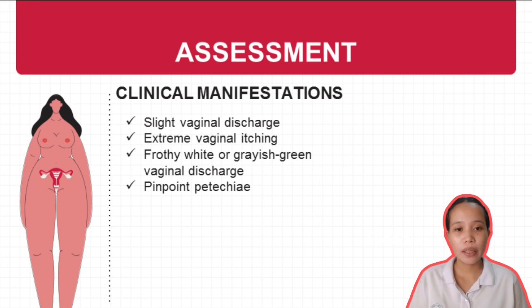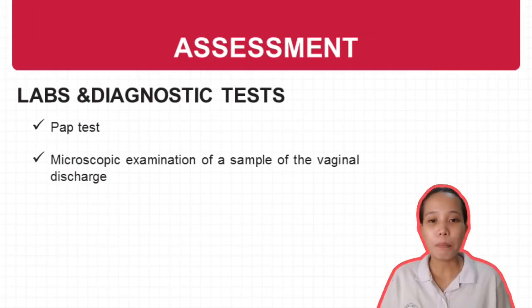With a trichomonal infection, a female may notice only a slight vaginal discharge or else notice extreme vaginal itching and a frothy white or grayish-green vaginal discharge. The upper vagina looks reddened and may have pinpoint petechiae. A Pap test taken during this time may be misinterpreted as showing abnormal tissue. Males with the same infection tend not to report any symptoms.